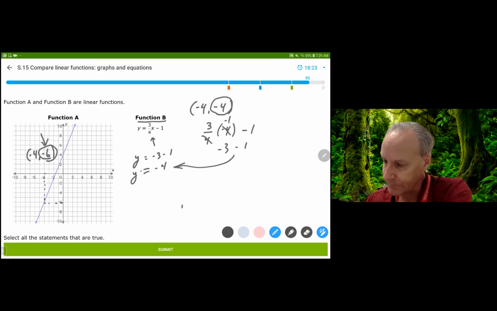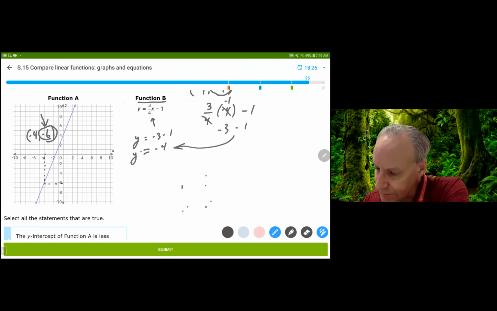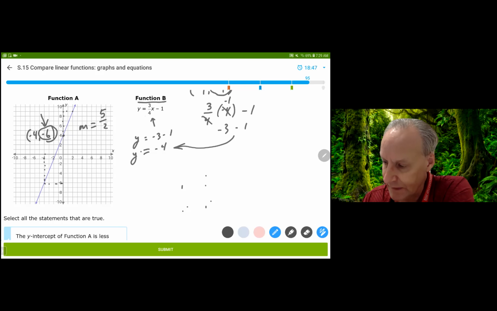So let's see. What about the slopes? Oh, we haven't compared them yet. Let's see. The slope over here goes up 1, 2, 3, 4, 5/2. And 3/4 is much smaller than 5/2. So the slope of function A is larger.